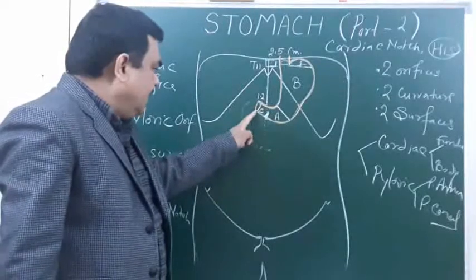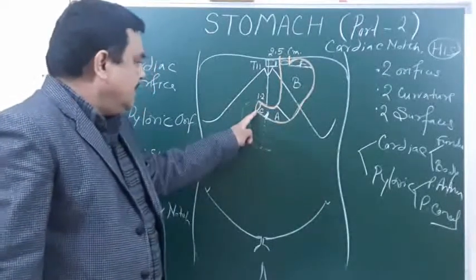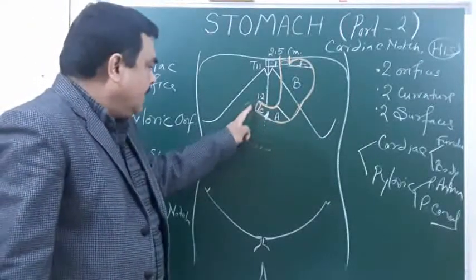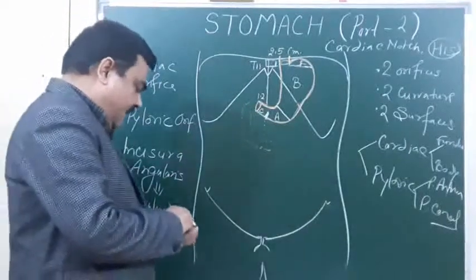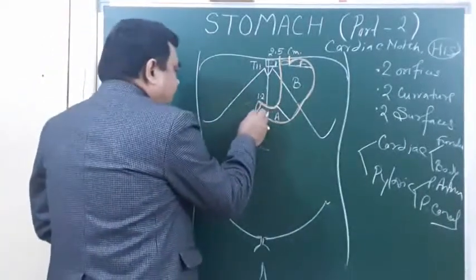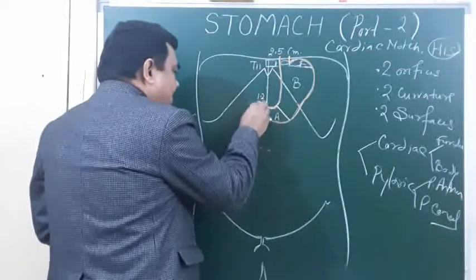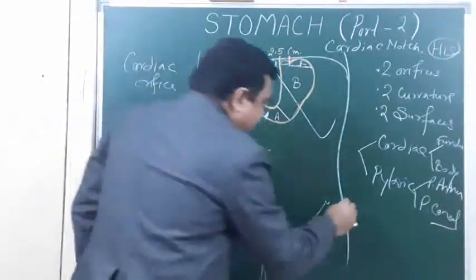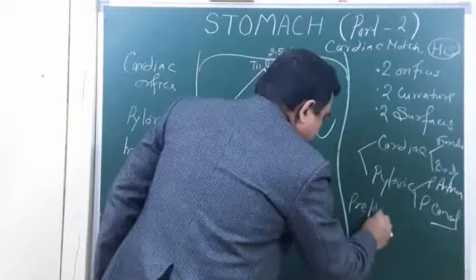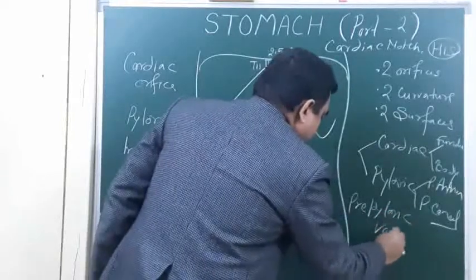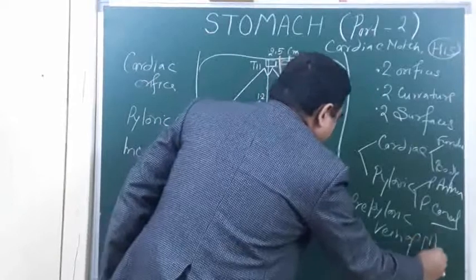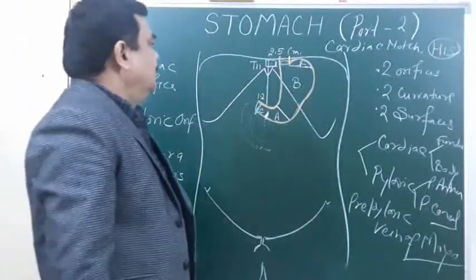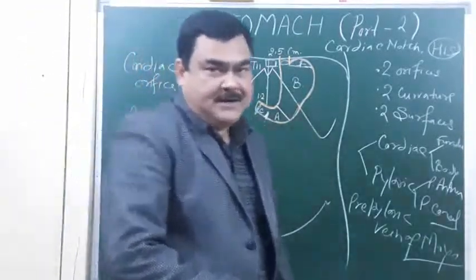And here at the pylorus, at the terminal part, or at the junction of the pyloric part and the first part of the duodenum, there is a vein present. This is known as the pre-pyloric vein of Mayo. So this is all about the second part.